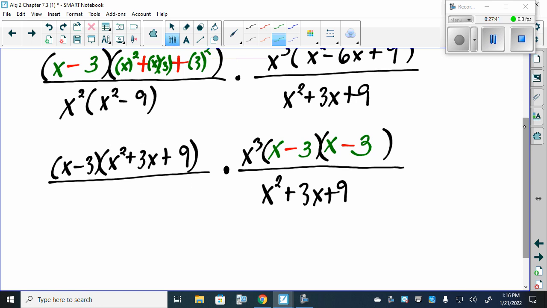We still need to factor the last space here. So we need to factor x squared minus 9. Now x squared minus 9 is a difference of perfect squares. X plus 3 and x minus 3.